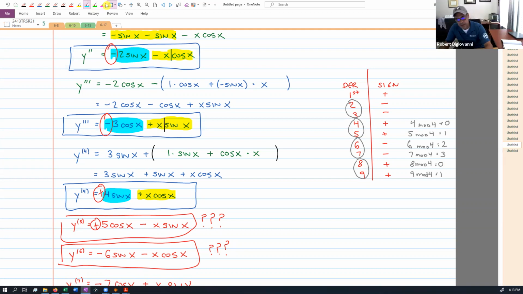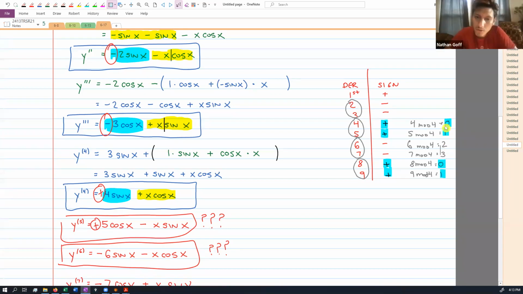Look at what's happening at all the pluses. At all the pluses, what are the 2 mods that are coming out? 0 or 1, right? And at all the negatives, you can check if you go back and do these, you're getting 2 or 3.